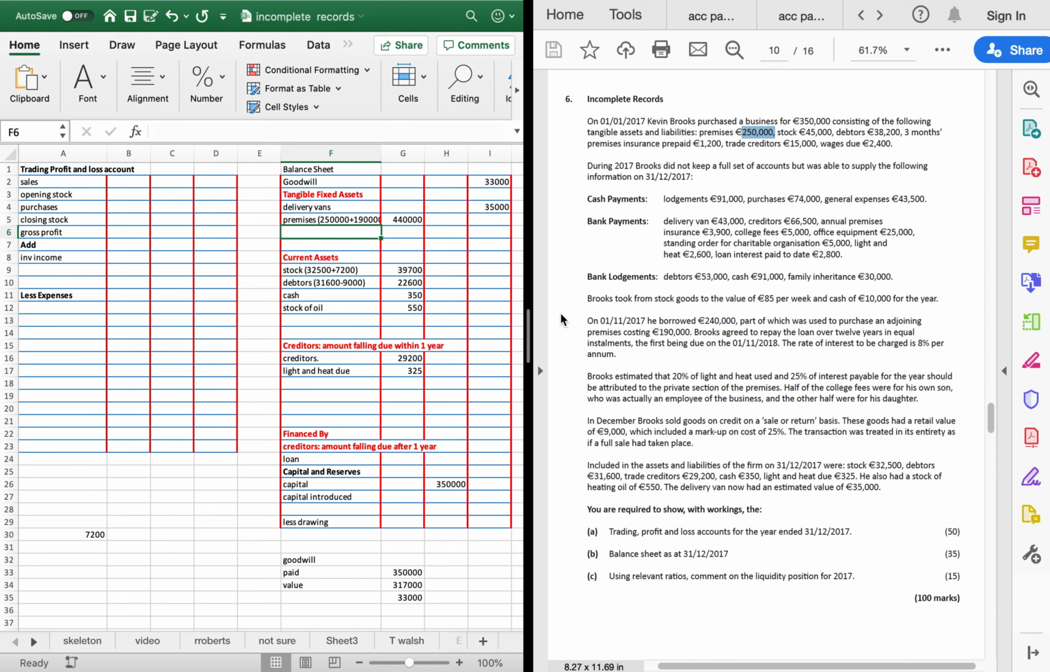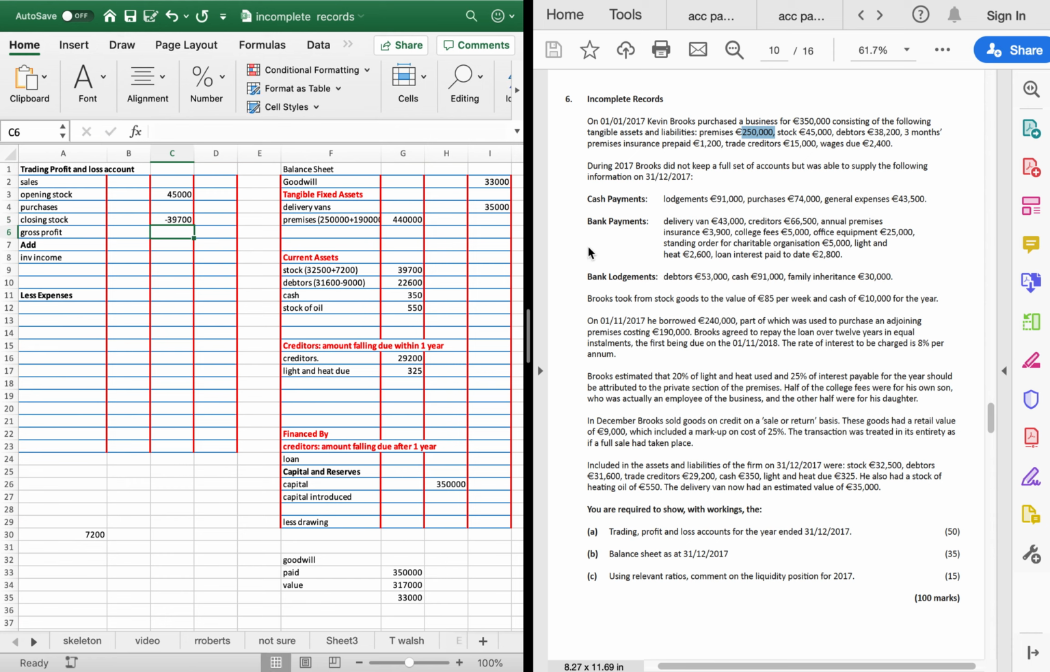Okay, that's that dealt with. Stock is opening stock 45,000, and I think while I'm at it, I'll put in my closing stock, which will be this 39.7. So that's that dealt with.